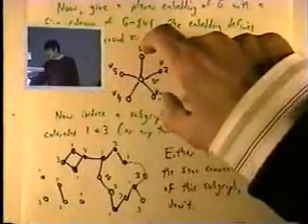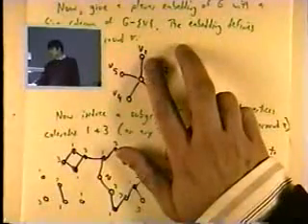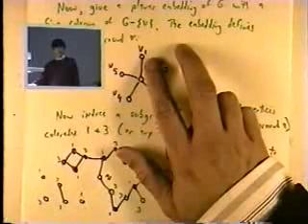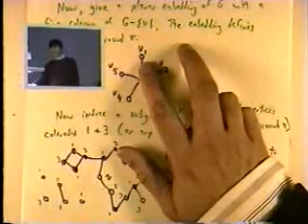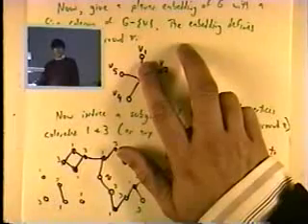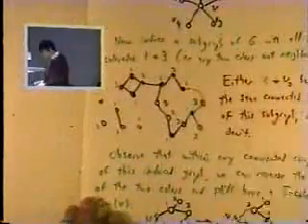Let's look at the ones that are colored 1 or 3. Are there any two vertices of color 1 that are next to each other? No, can't be. Is there any vertex of color 1 that's connected to one of color 3? Could be. Okay, could be the situation I got something like this.